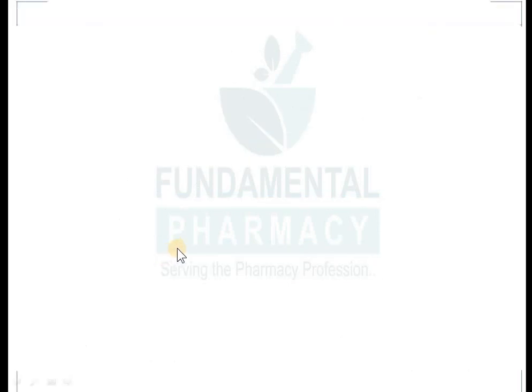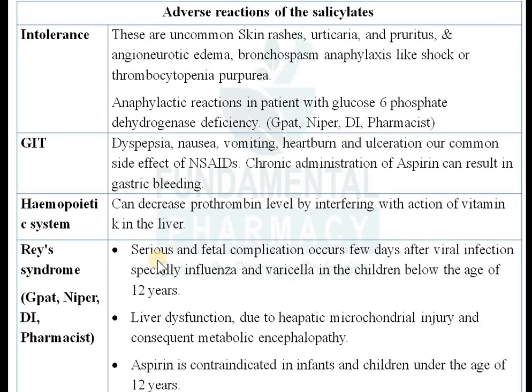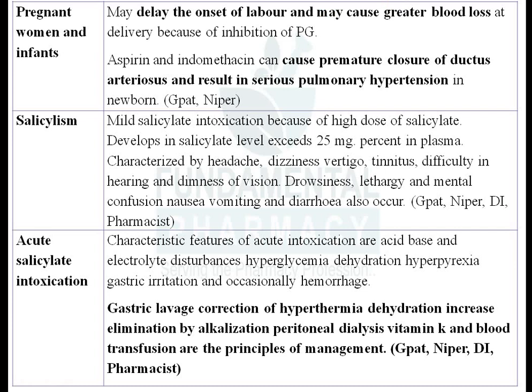Now next one is what are the adverse reactions of salicylate? Next one is what are the other adverse reactions? So in pregnant woman and infants. If salicylates are used in the pregnant woman and infants, it may delay the onset of labor and may cause greater blood loss at the delivery.